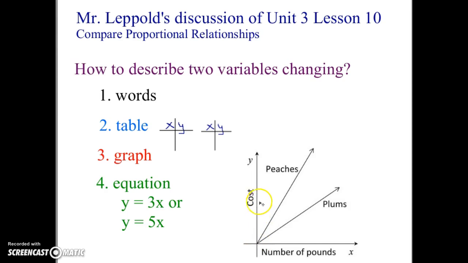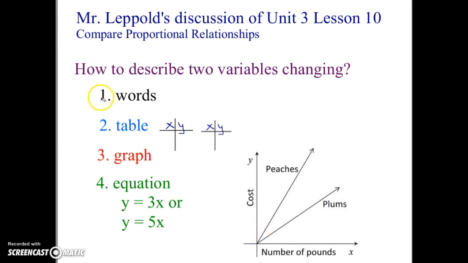Now, if you had a line starting up here, it would not be proportional, but you could still discuss how it's changing. We've been calling that slope or rate of change. So once again, the rate of change or the slope for peaches is more than it is for plums, and you can actually put a number to it.